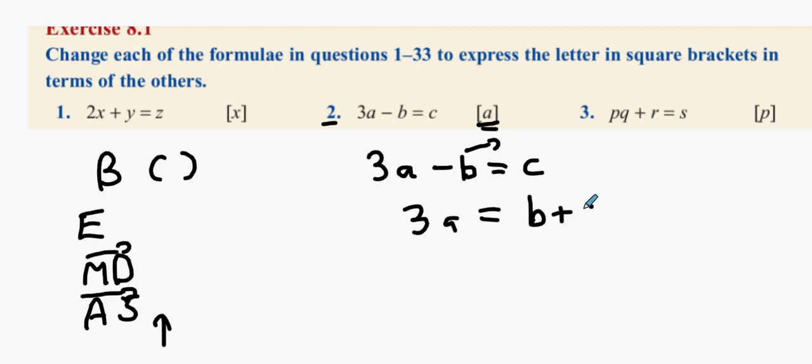B plus C. Next, 3 is being multiplied by A, but we need to get rid of that 3. So what do you reckon will happen there? It's multiplied by 3 on the left, which makes it divide by 3 on the right. Is that alright with you guys? And that's your answer. A is on its own. A equals B plus C over 3. That's how you do questions 1 to 3. Right? Let's try another one now.